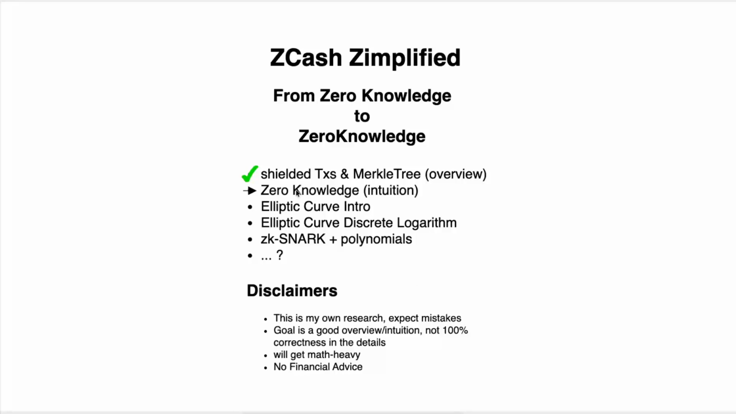Last time we talked about shielded transactions in general on ZCash and a Merkle tree overview. And today let's talk about the intuition of zero knowledge. Because, as I said last time, I want to have this whole explanation in a way that anyone who has no prior knowledge about any of that can get an understanding of it. I call it this time from zero knowledge to zero knowledge.